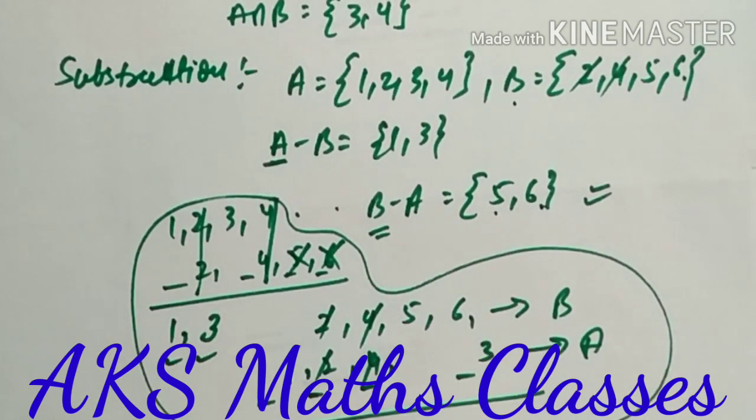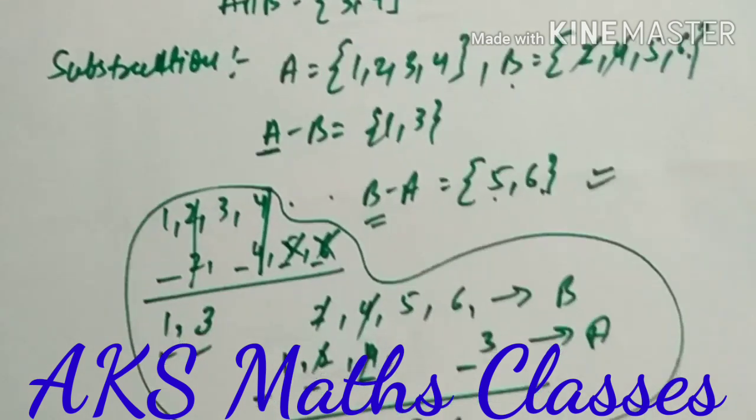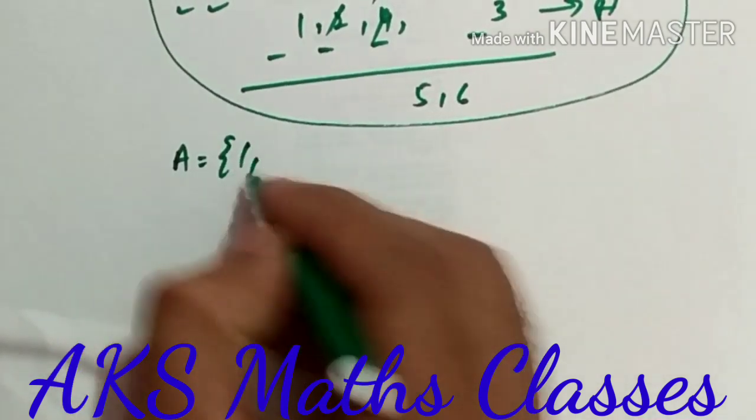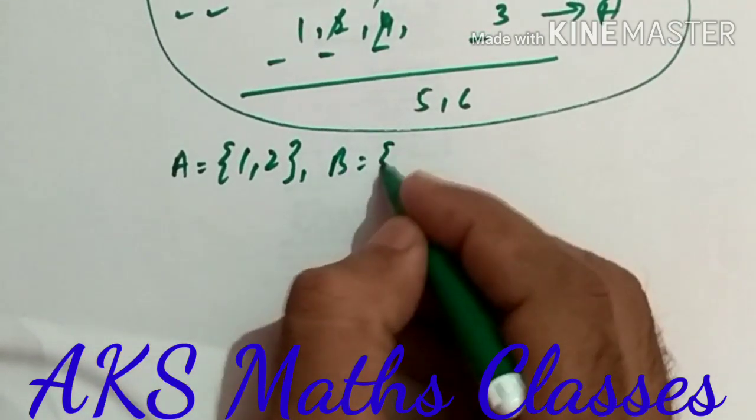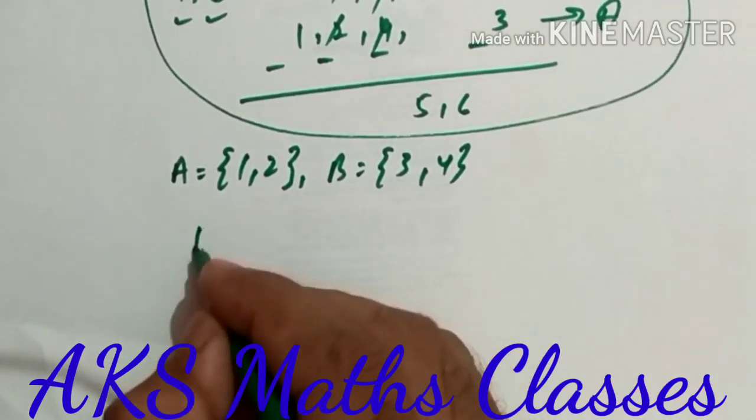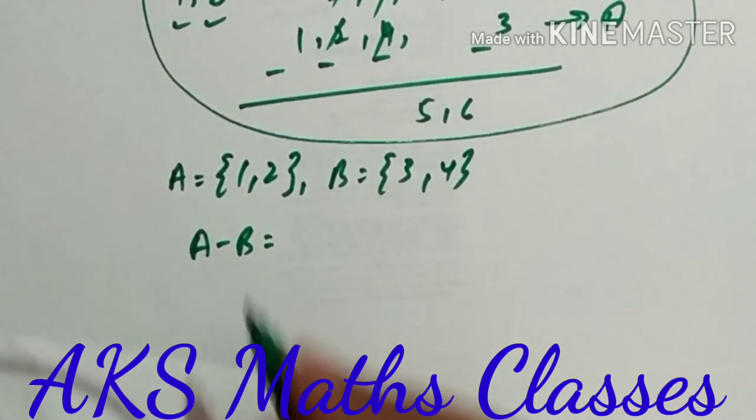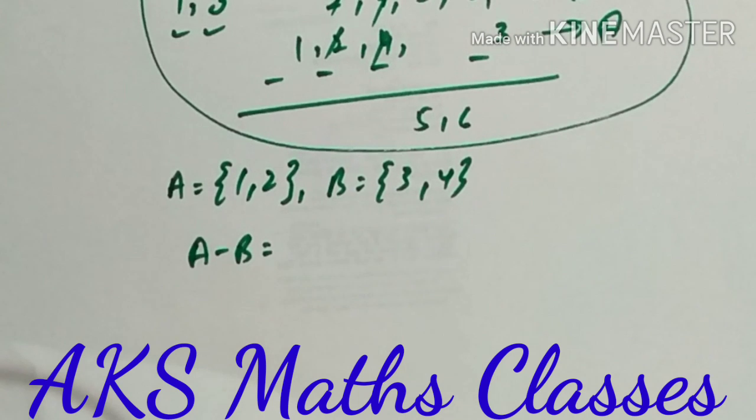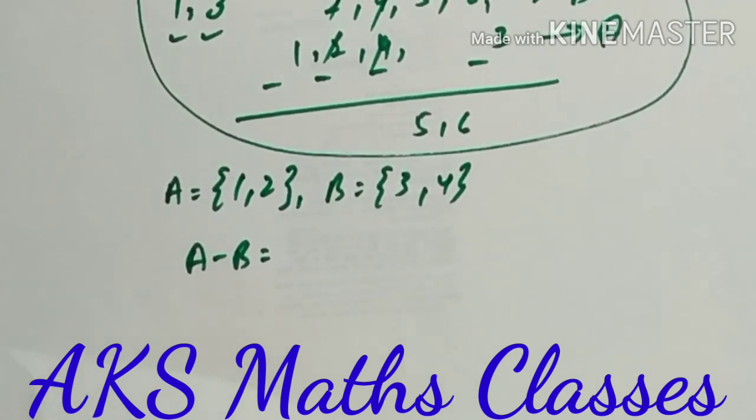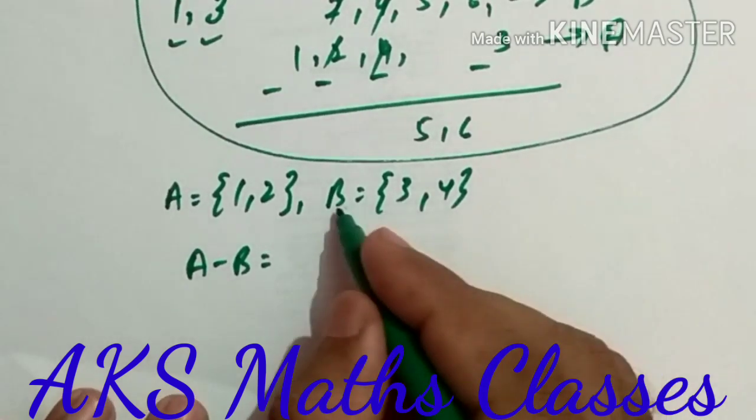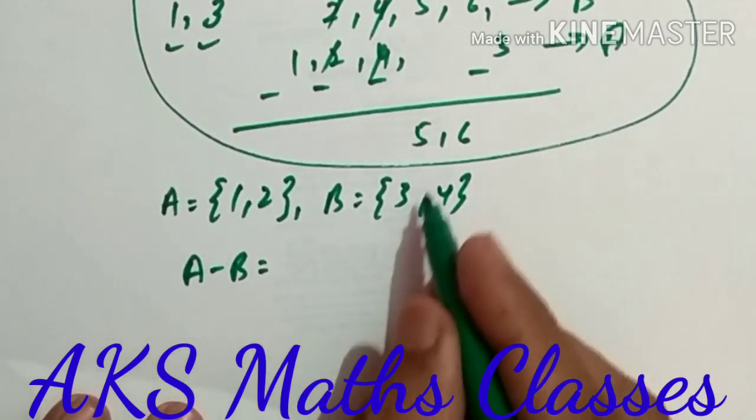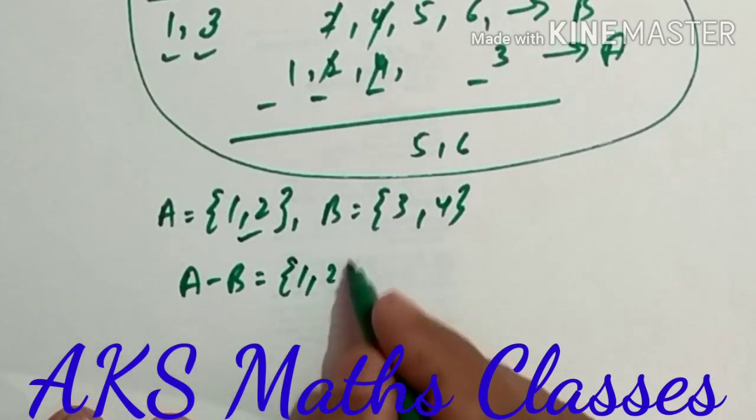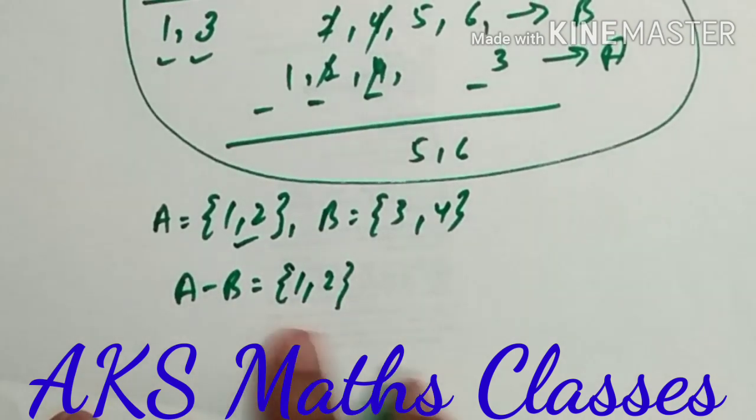One more question can come to your mind: what if no element is common? I will tell you the next example. For this condition, suppose in A we have 1 2 and in B we have 3 4. Now if we have to find A minus B, which element of B is coming in A? I think no element is coming in A. No element is subtracting from the set A. So what is left in A? It is 1 and 2.